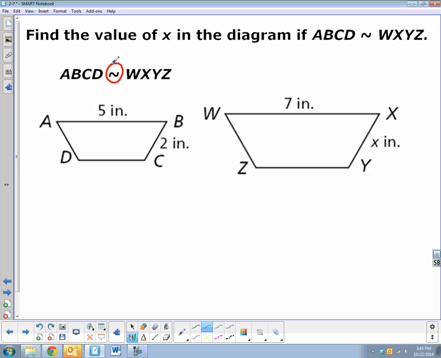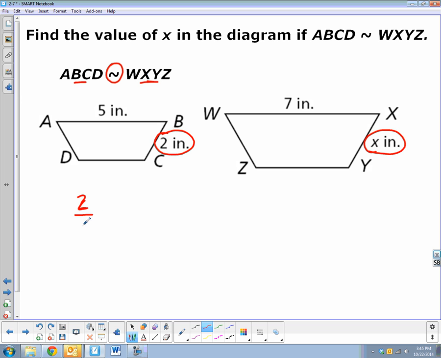So I have to find the value of x. Here's x right there. X appears to match with 2 inches, but let's double check the letters. BC is 2 inches. Okay, BC, middle 2 letters. XY is blank inches. We don't know. Middle 2 letters. There we go. We know then for sure that 2 inches and x inches are corresponding sides. So I can set up a proportion from that.